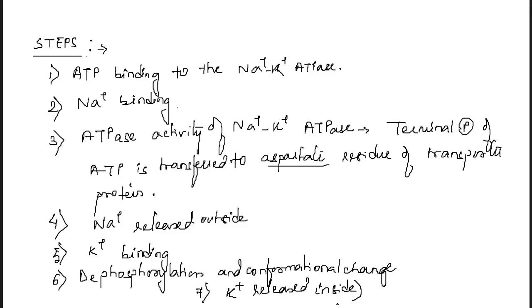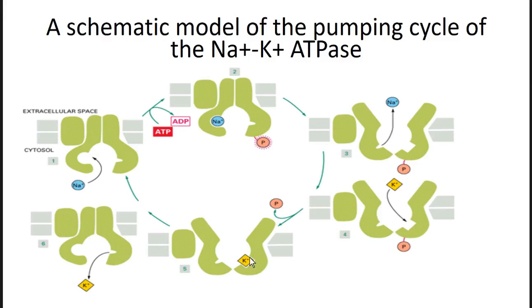So this I will explain with one picture. This is a picture of the model of sodium potassium ATPase. In the first case, we see that when sodium binds, then ATP will be hydrolyzed. Hydrolysis of ATP causes the conformational change.